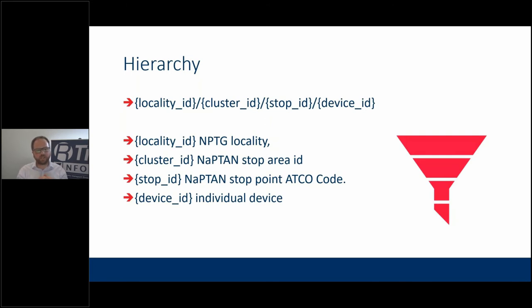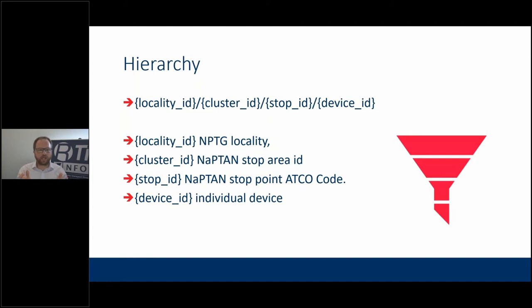What we don't want to do is have to send the same disruption message to 1,000 displays. We want to just go, there's a disruption message and here it is, and everything that needs to display it is going to display it. And so we do that by a hierarchy, and we've done that on a geography basis. So you start off with a locality, you know, a city, a town. We are suggesting you use the MPTG localities because that's a nice, easily understood structure.